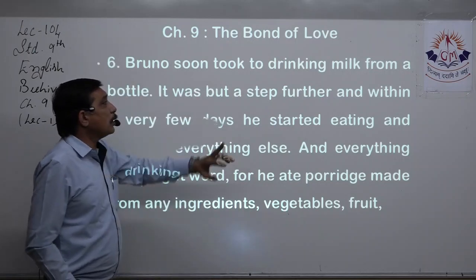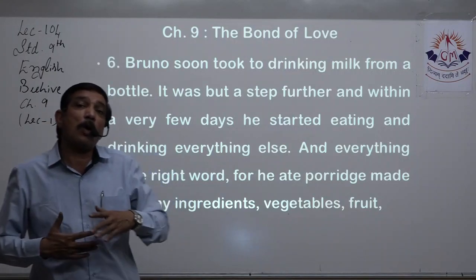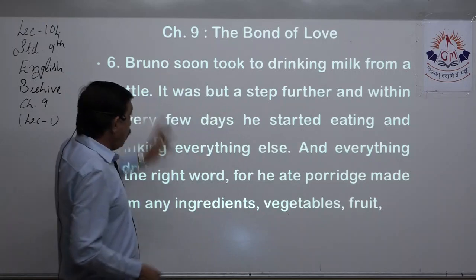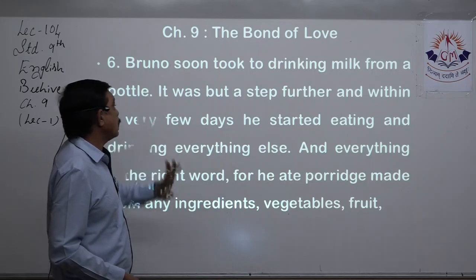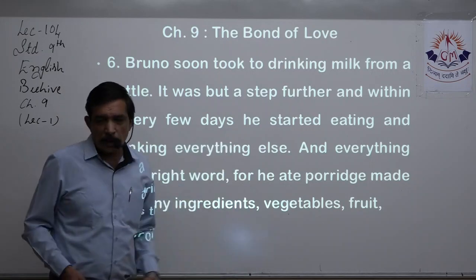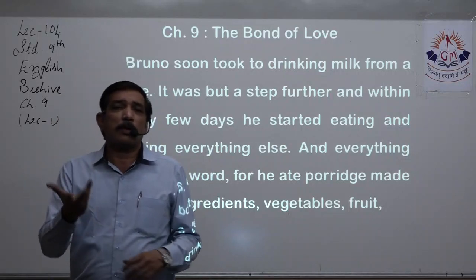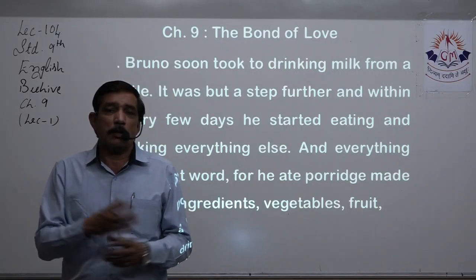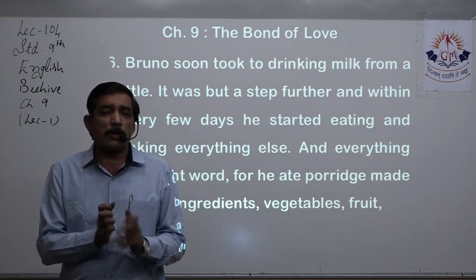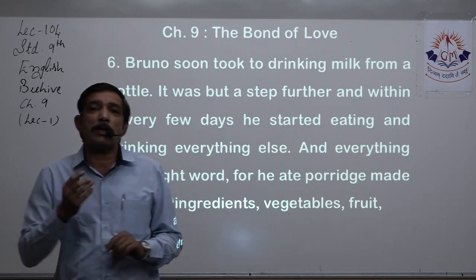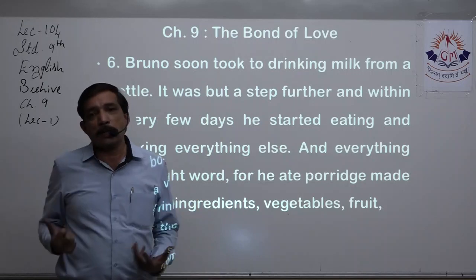Bruno soon took to drinking. Took to means got used to. Please understand this. Took to means got used to drinking milk from a bottle. It was but a step further, and within a few days he started eating and drinking everything else. Then of course the most popular thing given is some rice and dal and all that. It's quite soft, right? So this way we start making the child eat something solid, and it leaves milk and then starts eating solid things.